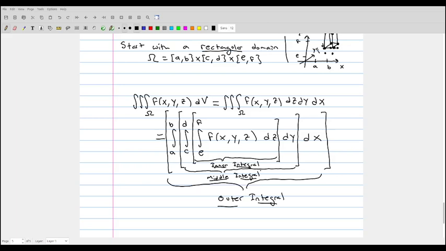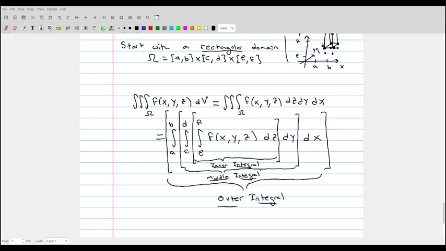So you do the inner integral first, which is just the z integral. Then you do the middle integral of that result, which will make the y go away in this order of integration, because it's a definite integral with respect to y. And then lastly, after those first 2 integrals, you do the final integral, the outer integral, which is the integral with respect to x. And the value that you get after doing that is the triple integral of that function over the region.